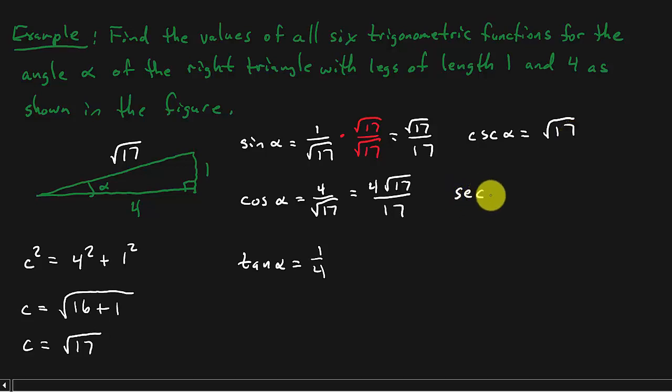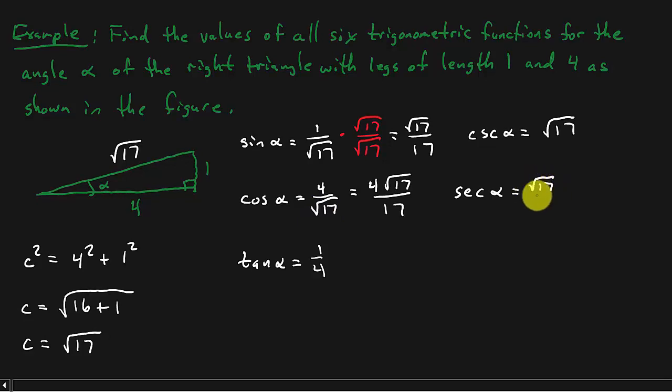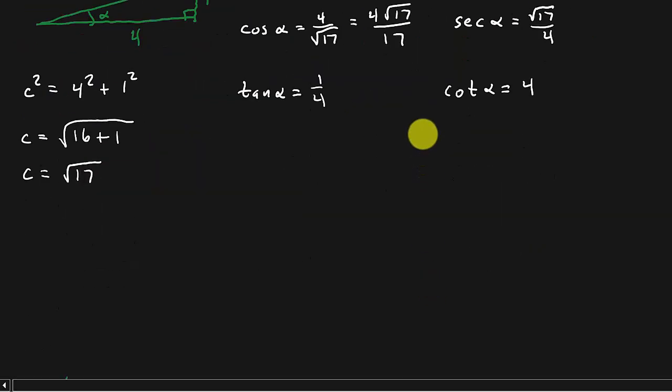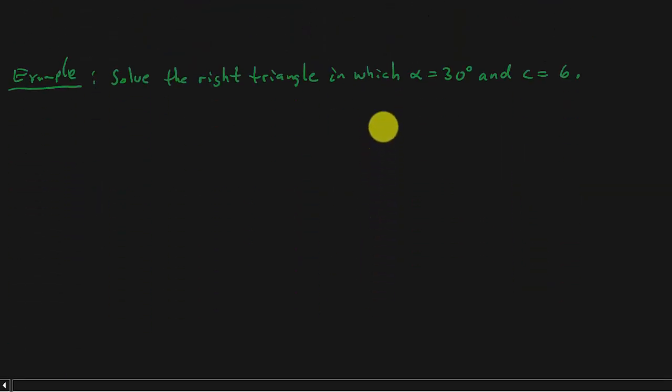And then we can do the same thing for secant. I'm not going to flip this one because this is the same thing. I'm going to take the reciprocal of this. So that's just what? Square root of 17 over 4. Okay. And then we've got cotangent alpha. So the reciprocal of 1/4 is 4. And there's all 6 trig functions. Okay. All right. Let's look at the next example.